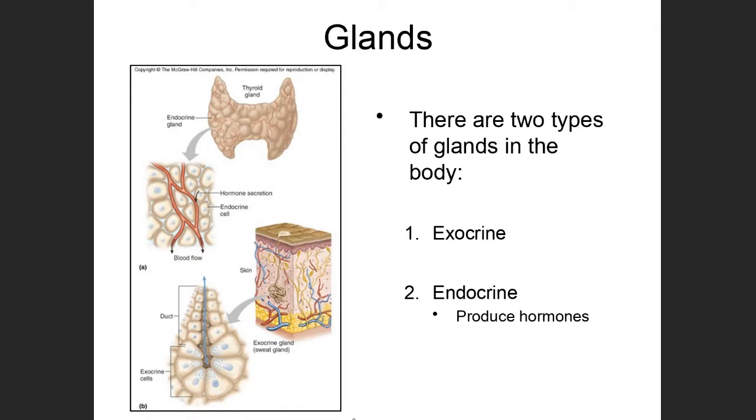And the endocrine system consists of endocrine organs. So these organs in the body are producing hormones and releasing them directly into the blood as opposed to into a duct system.